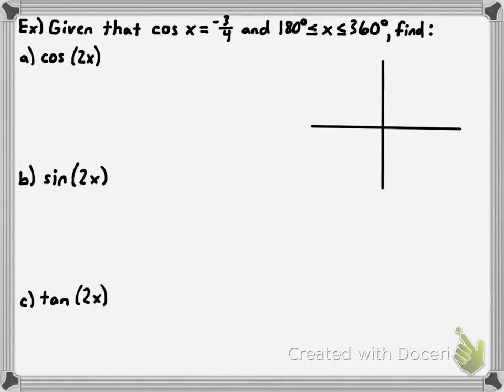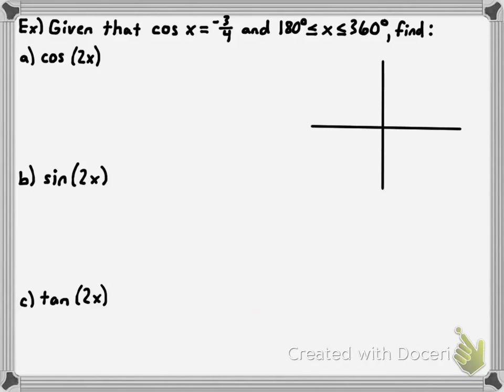Now, in this problem, we don't know what the angle x is we're working with. So it would be impossible to plug in the value of x and use our calculators, for instance, to find out what the cosine of twice that angle is. But we do know what the cosine of that angle is, and we have a good idea of where it is on the unit circle. Anytime you know the sine, cosine, or tangent of an angle, and you know which quadrant that angle is located in, you're able to calculate a whole lot of other trig values for that particular angle.